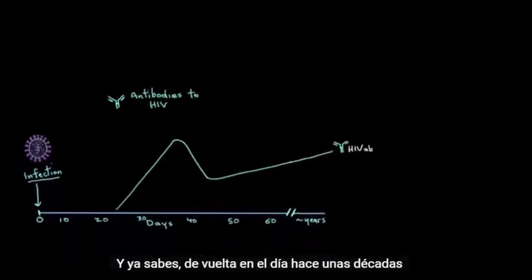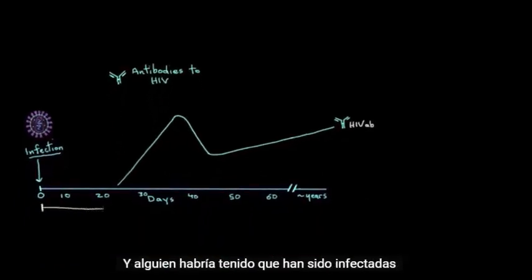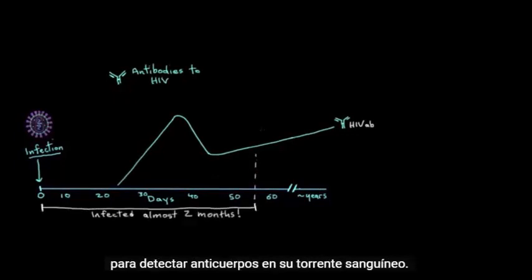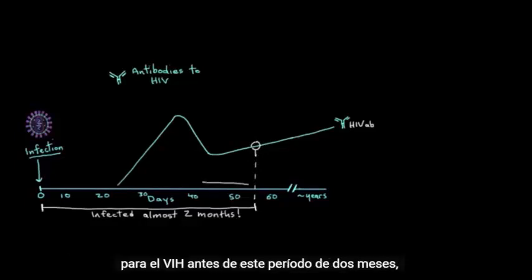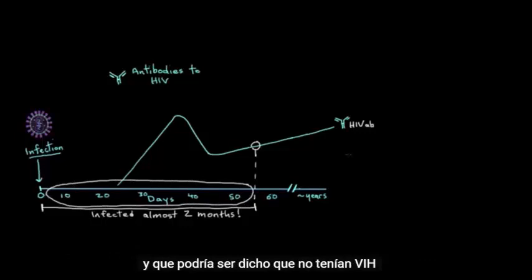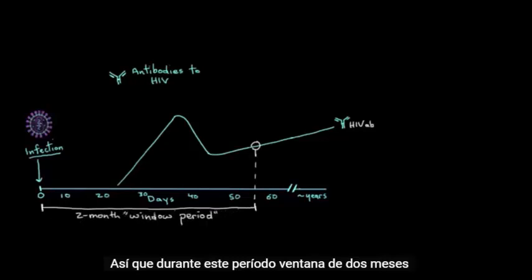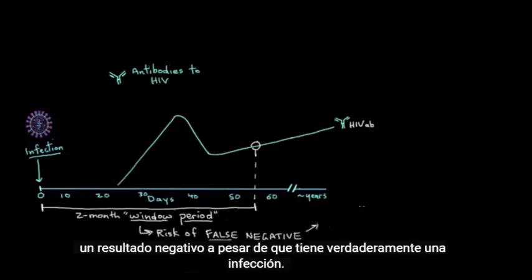And back in the day, a few decades ago, our technology wasn't as good as it is now. And someone would have had to have been infected for almost 2 months before we could start to detect antibodies in their bloodstream. So back then, someone might have come in to get tested for HIV before this 2-month period, and they might be told that they didn't have HIV when in fact they did. So during this 2-month window period, there's a risk of getting a false negative result. A negative result despite truly having an infection.